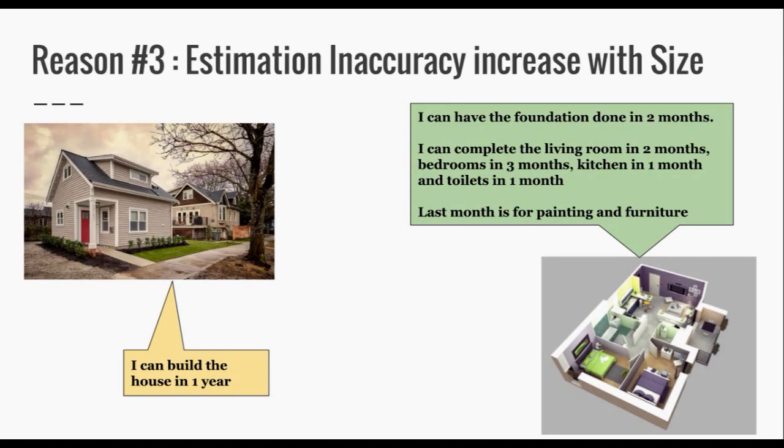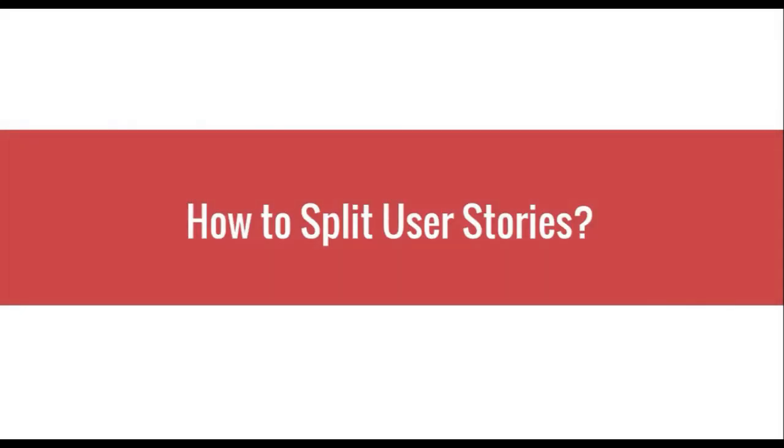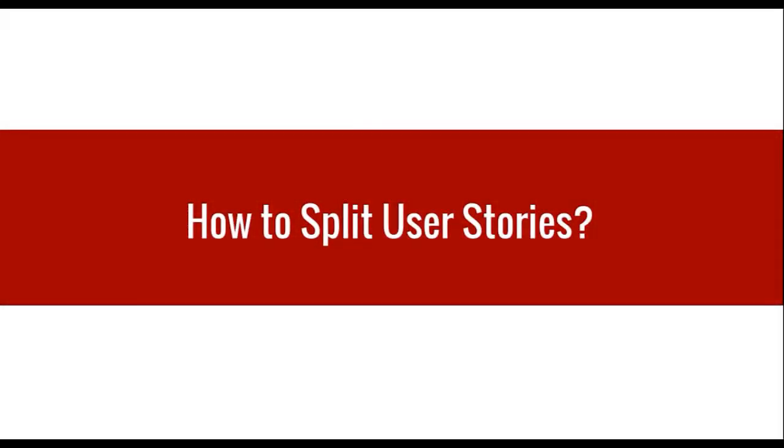But if you can split the activity into various parts, say getting the foundation done and finishing the living room, kitchen, toilets one by one, and finally painting and furniture and so on, the estimation accuracy increases, because the builder or whoever is going to give you the estimation can look at the fine detail of things and give you a reasonable or a better estimate. So this is the third reason why I say that splitting user stories is really helpful.